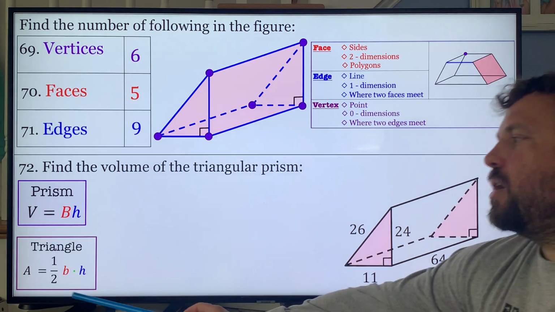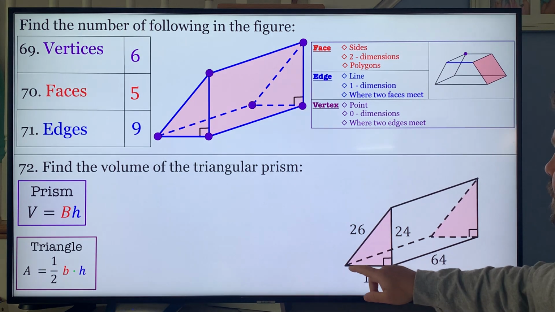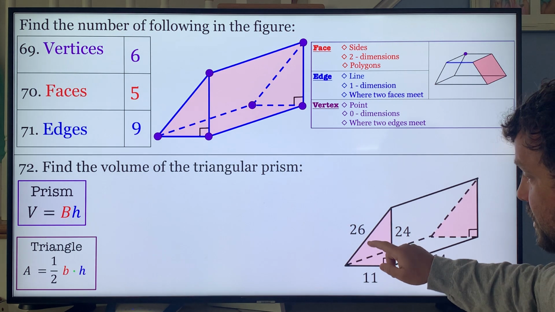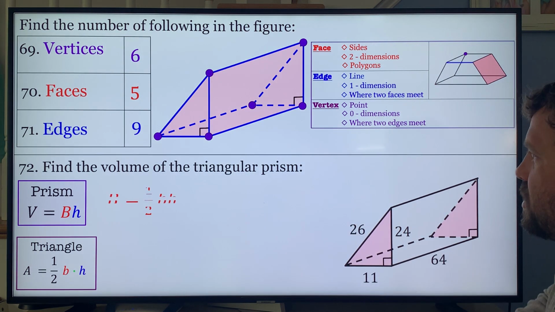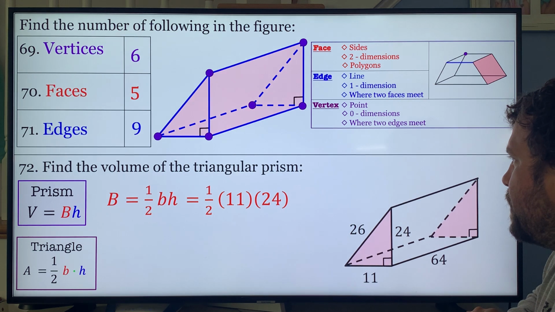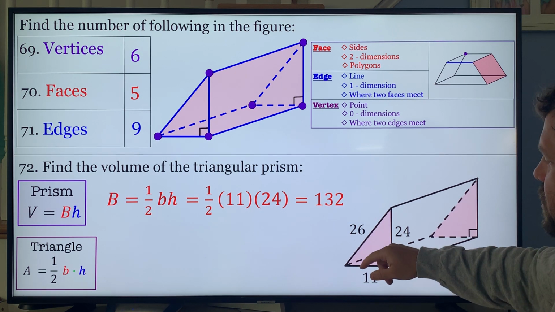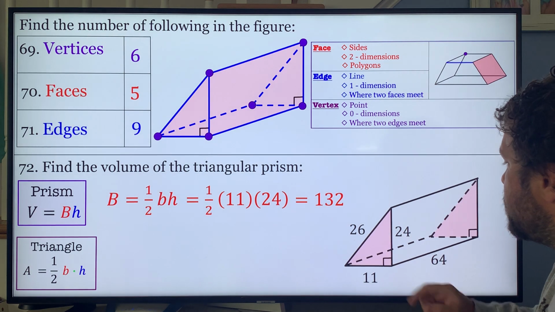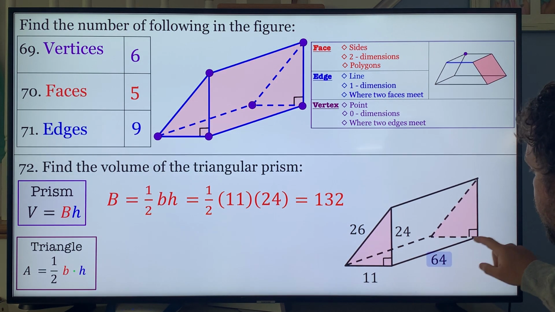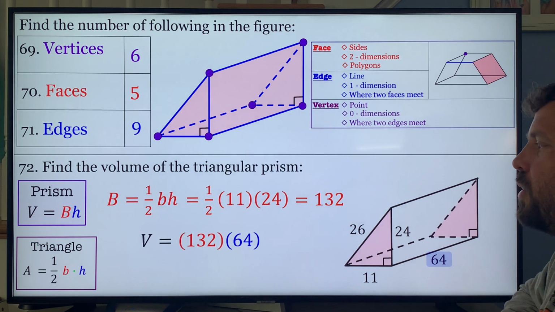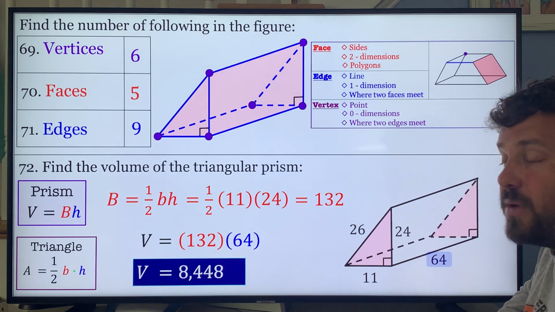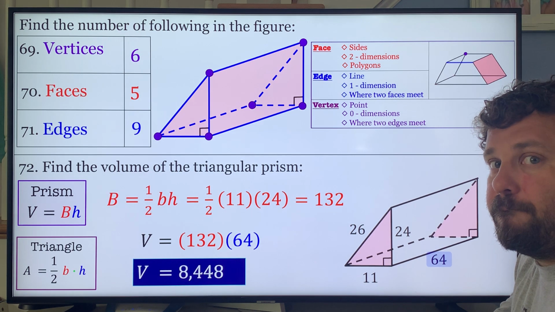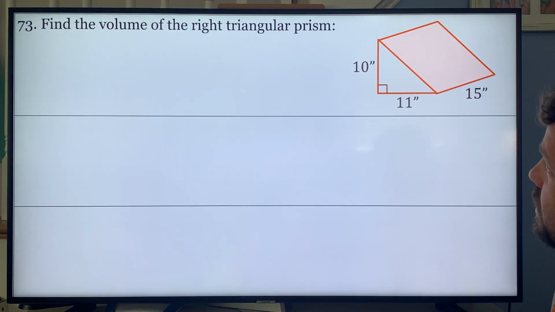So a triangle's area is 1/2 base times height. Base and height of a triangle, not the hypotenuse. The hypotenuse is the longest side, so we don't even use the 26. So half of 11 times 24 is 132. So this is 132 square units. Got it? All right, so we're going to multiply that by the distance between the two bases, which is 64. 132 times 64 gives you 8,448. All right? Easy peasy. All right, we're going to do another one.